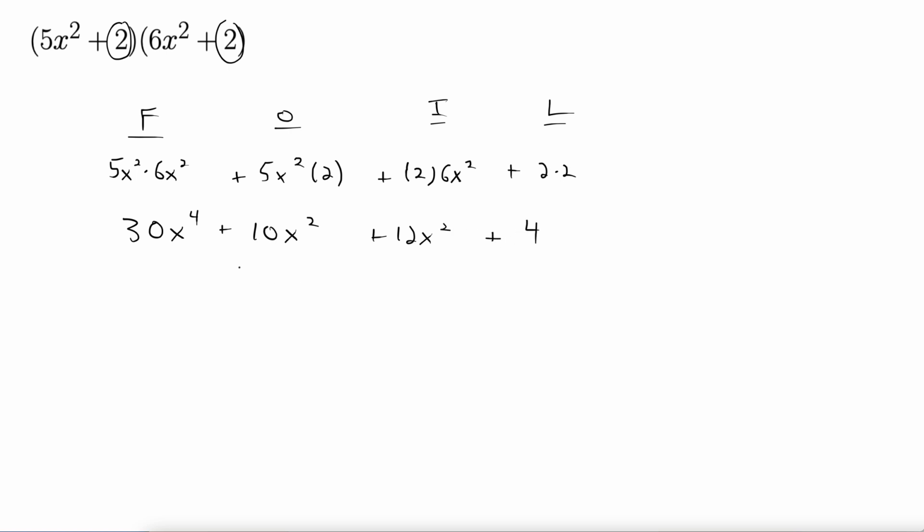All right, and always give these a last check and make sure you can't combine any like terms. And of course, here we can. We have 10x squared and 12x squared. Those combine to give 22x squared. So 30x to the 4th plus 22x squared plus 4. And that's all that we can simplify this one.